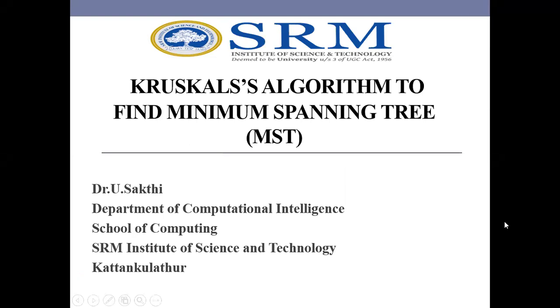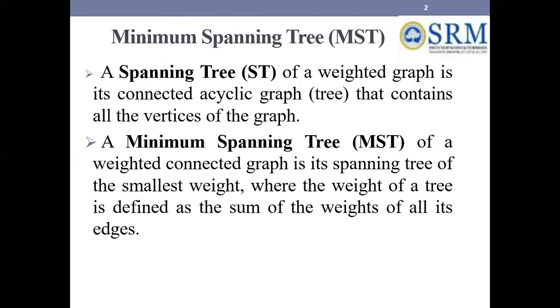Today we will see Kruskal's algorithm to find the minimum spanning tree. There are two important algorithms available to find the minimum spanning tree. First one is Prim's algorithm using a greedy approach, and second one is Kruskal's algorithm, using a greedy approach to find the minimum spanning tree. Both algorithms are based on the greedy approach, and we know what is a spanning tree.